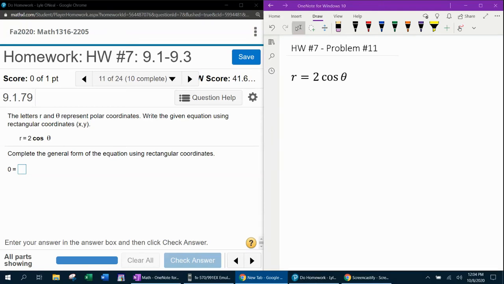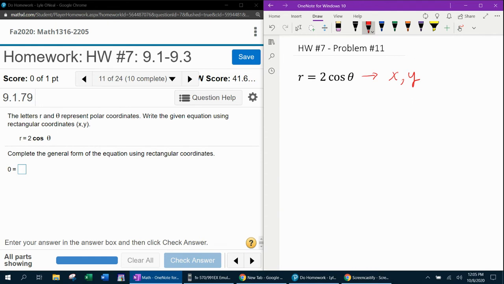Question number 11 from our 1316 homework number 7 in MyLab Math. The letters r and theta represent polar coordinates. Write the given equation using rectangular coordinates. So again, here's what they're asking us to do. This equation that we are given is in terms of r and theta. What we want to do is convert that to terms of x and y. So we don't want r and theta, none of those. We want only x's and y's.